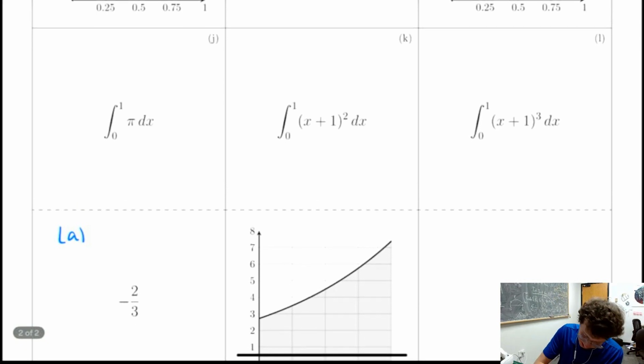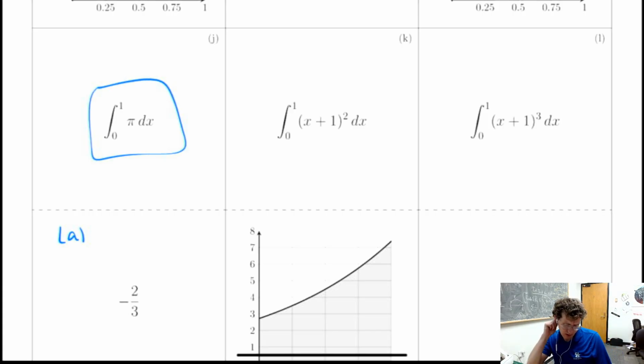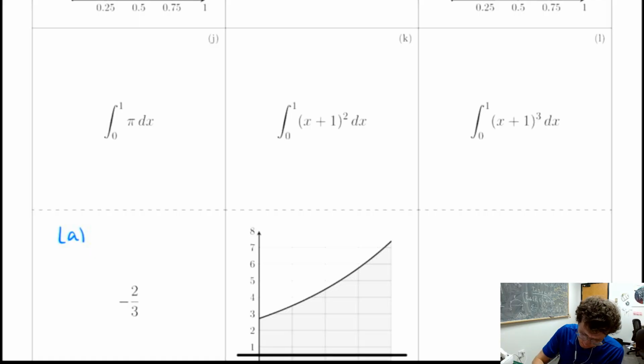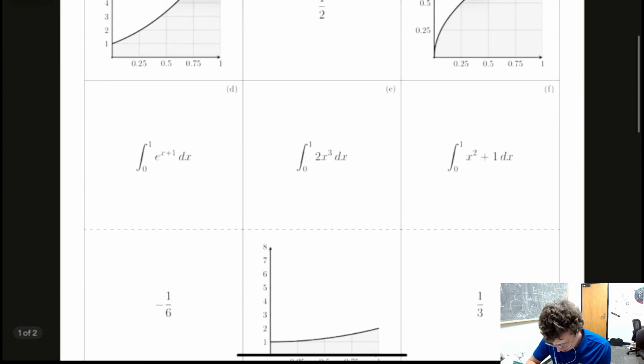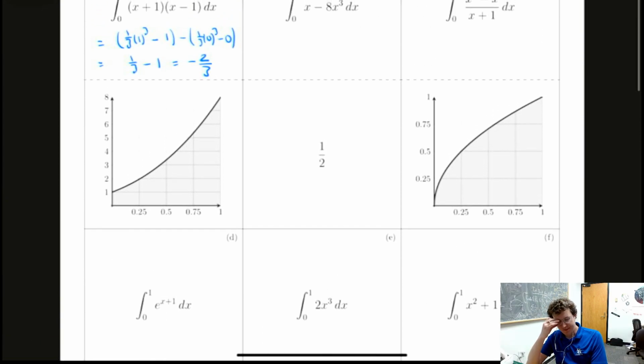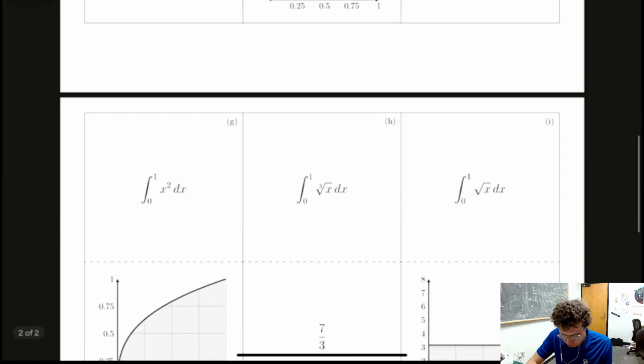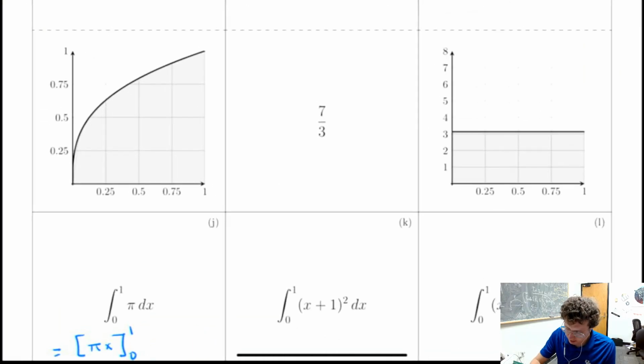Okay, so let's stick with this domino and let's see where this one matches up. Now pi is a constant, so an antiderivative for pi is simply pi times x. When I use the fundamental theorem of calculus, I just end up with pi. Is pi one of the answers here? No, I don't see that, so it must be a graph. It's this one.